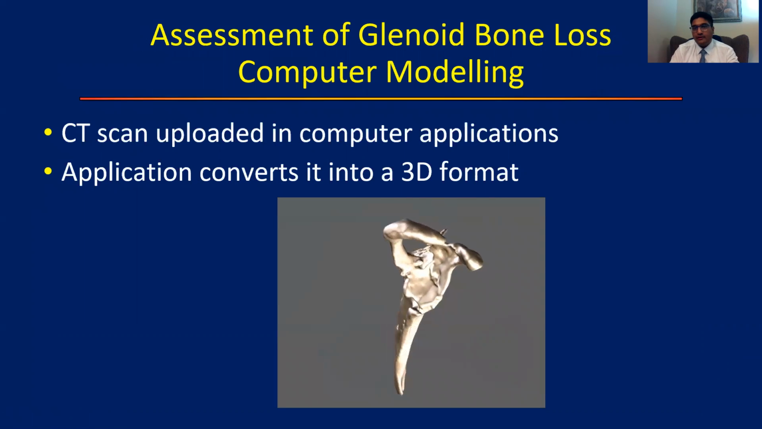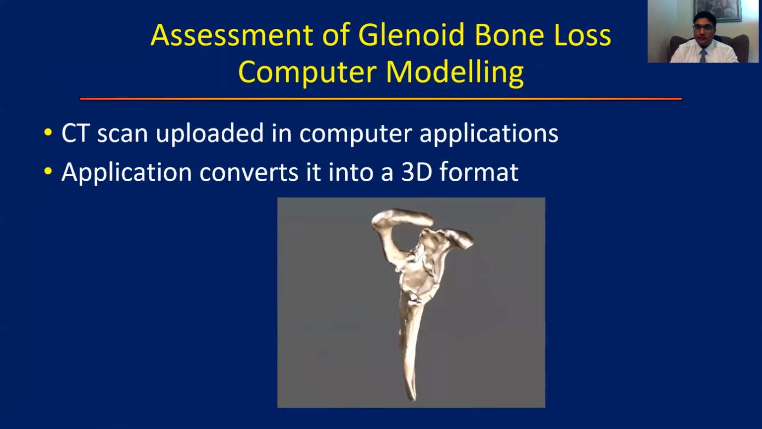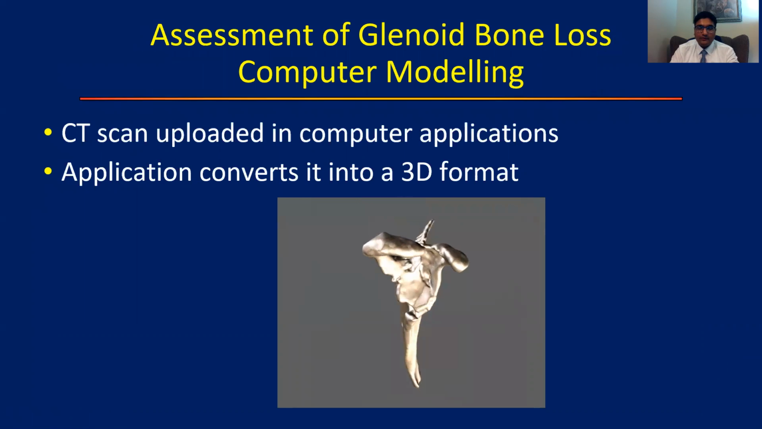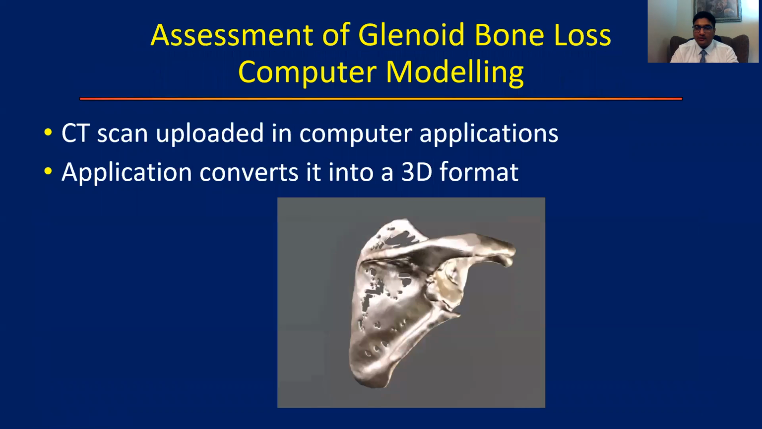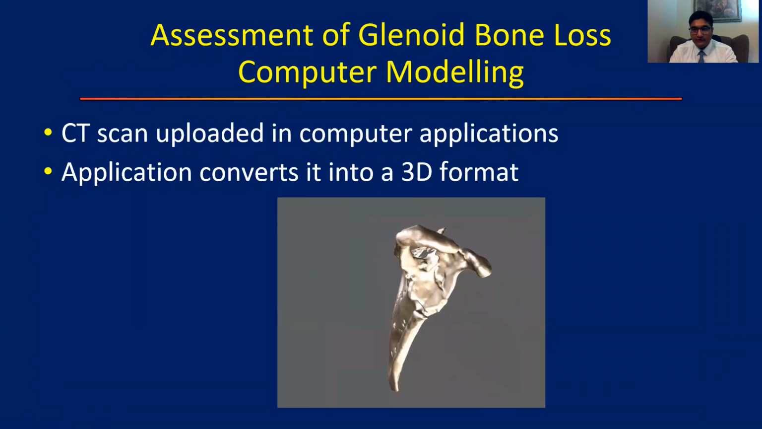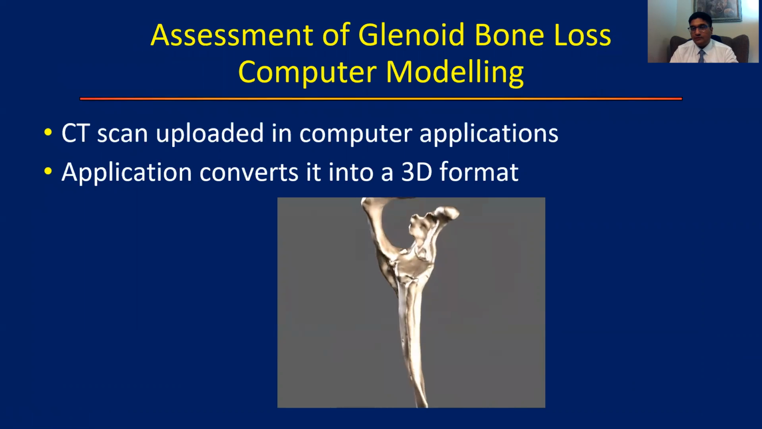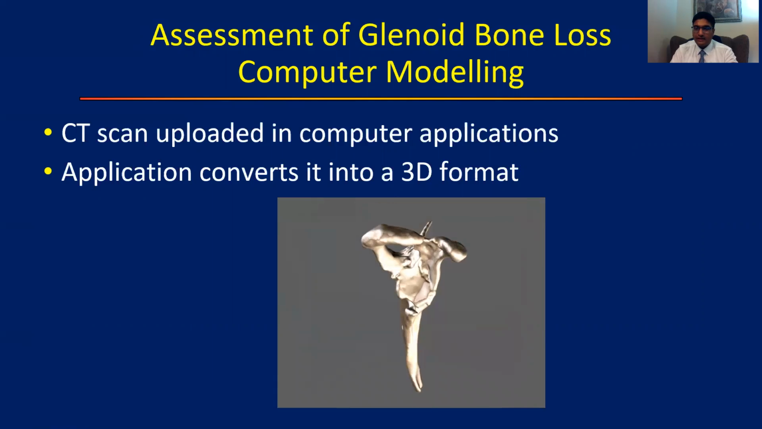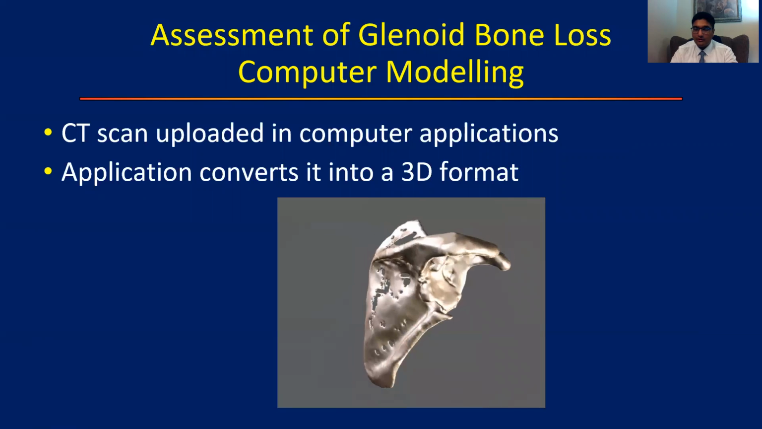Another way to quantify glenoid bone loss is using computer modeling softwares, which are widely available now. This involves uploading a CT scan of the patient into these software applications. The first step is it converts these CT scans into a 3D format automatically. And this is the picture which it looks like, and we can play around with it, and we can visualize the glenoid bone loss in different planes.